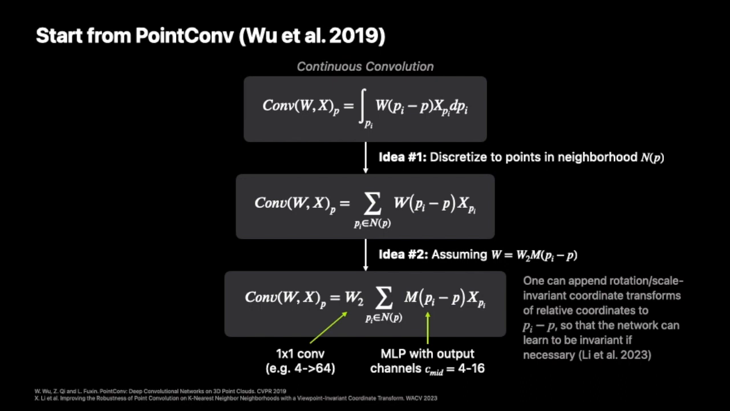We note that we can extract W2 outside of the summation sign, which leads to only M times X inside the summation sign. This is nice because M can be of much lower dimensionality than W2, allowing us to save a significant amount of computation and model size. We can also append rotation and scale invariant coordinate transforms to the Pi minus P so that the network can learn to be invariant to scale and rotation if necessary.